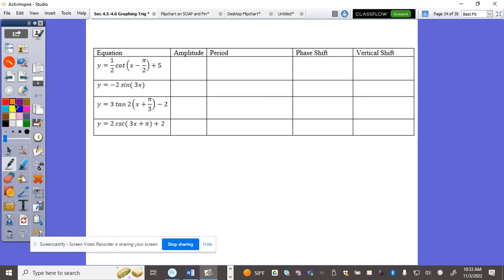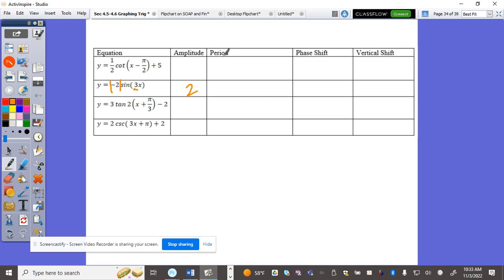Next, let's go to y equals negative 2 sine 3x. We know there's an amplitude if the graph is like a sine or cosine curve. In this case, it always has to be positive. The amplitude here is 2. And then the value of b here is 3.